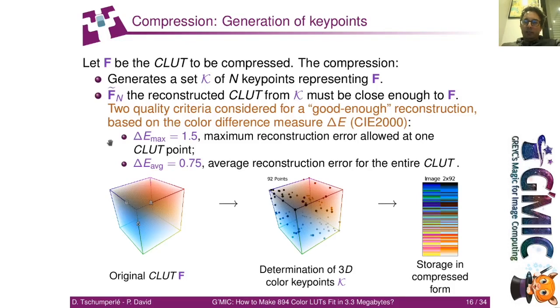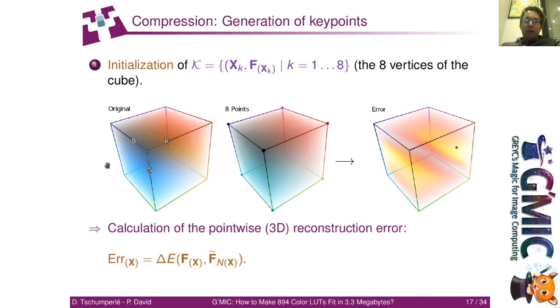which at the end give two perceptual measures of the global difference between the CLUTs F and F tilde. Now, we assume that the reconstruction quality is good enough when these two constraints are verified at the same time. That is to say, delta E max must be below some threshold, here we choose 1.5, and delta E average must be below some other threshold, here we choose 0.75. The idea behind our compression algorithm is that we will iteratively add new key points as long as these two quality measures do not hold.